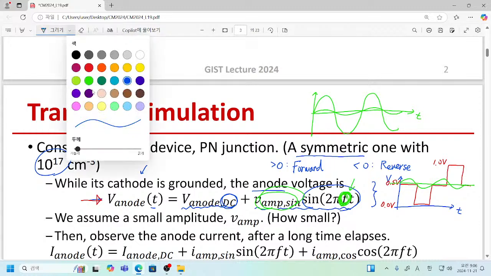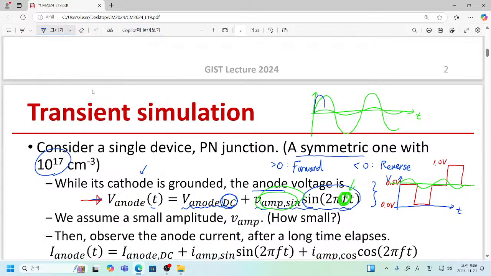And if we have high frequency, then we will have the behavior looks like this, and if we have a low frequency, then we will have the form like this. So this is quite easy to understand. Up to now, yes, this is already quite much restricted. We cannot consider arbitrary waveform. We can just consider the sum of DC and sinusoidal waveform. It is already quite much restricted.